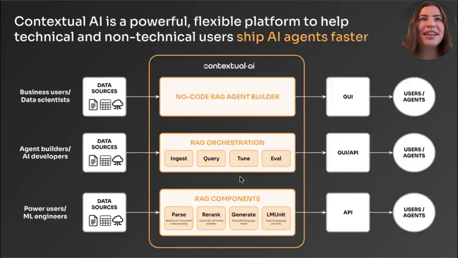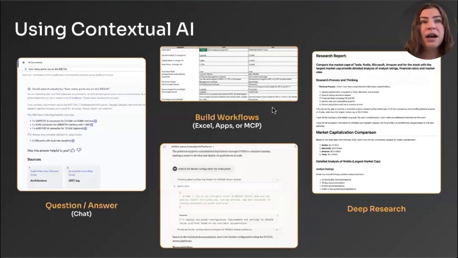So we have a few different ways to use contextual to ship AI agents faster. We have our GUI, which I demonstrated earlier. We have all of the same functionality available in our API. And we also have separate components available for developers via API, the parser, re-ranker, generate, and LM units models that I mentioned.